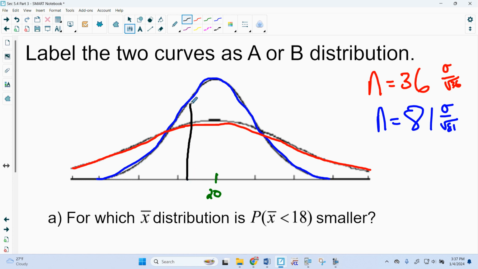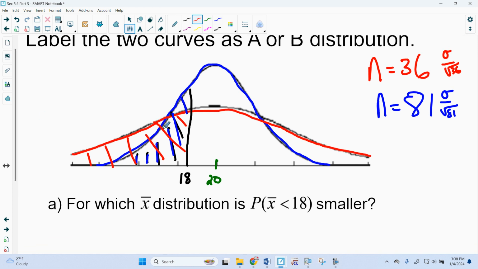So we go here, here is 18, and we have our two areas. Which one? There's the blue. Let me change that to blue. Or the red. Has a smaller value. And I think you can see from out here, the blue gets very skinny. There's a lot more red over here.